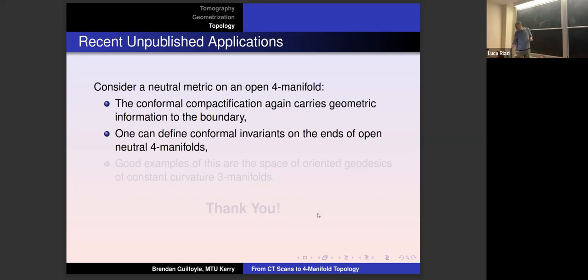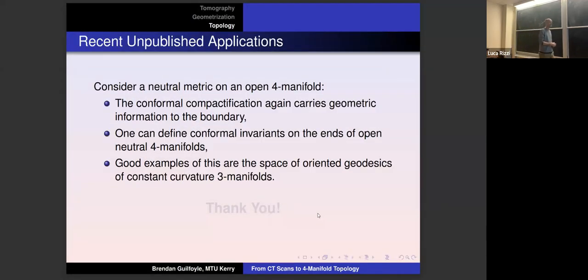So again, a good example of this is space of oriented geodesics. The space of oriented geodesics of R^3 is denoted TS^2. It can be embedded in S^2 × S^2, conformally embedded, and you end up with a sphere at infinity. And at the sphere at infinity, you can see some of the geometry of the interior of the manifold. So it's a kind of holographic principle.